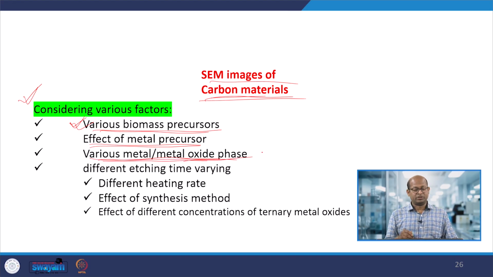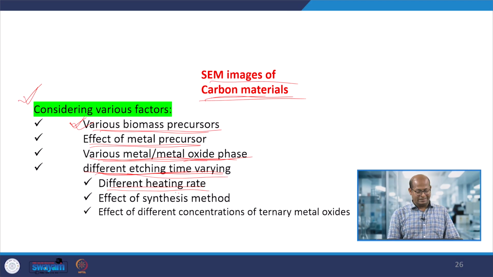Various metal oxide phases, and different etching times. If you want to prepare nano silicon or porous silicon, you have to use etching materials such as HF to develop pores inside the material. If we vary the etching time from 10 to 20 to 30 minutes, the property also changes, and different types of pores form.